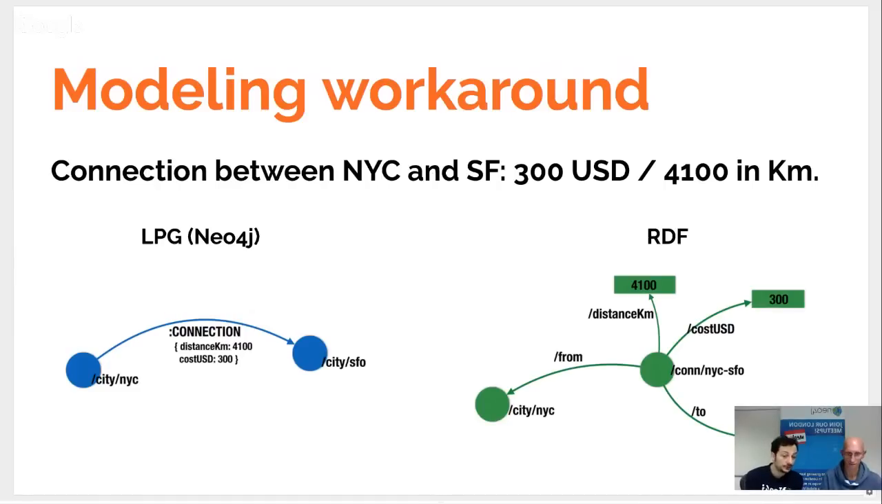Because you can only associate properties to a node, you say, well, I'm going to create something that represents the connection between New York City and San Francisco, and then that thing can have properties, and I can give it a distance in kilometers or the cost in dollars or whatever. So that's a modeling workaround. The problem with this is that we're kind of artificially introducing something that we may not need to model just because the paradigm imposes it, and that's, for example, what happens in relational with the many-to-many relationship.